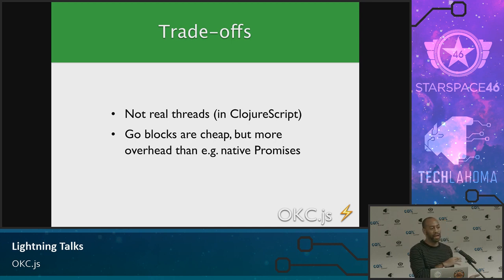You have to be aware that you don't have real threads. So if you do tons of processing in a Go block, that's going to block until that processing is done. And the Go blocks are cheap. Like we just created 10,000, and it just wasn't a big deal. But you do have more overhead than using something like native promises. And so if you're looking for extreme performance, then you would either need to rewrite it or choose something else.